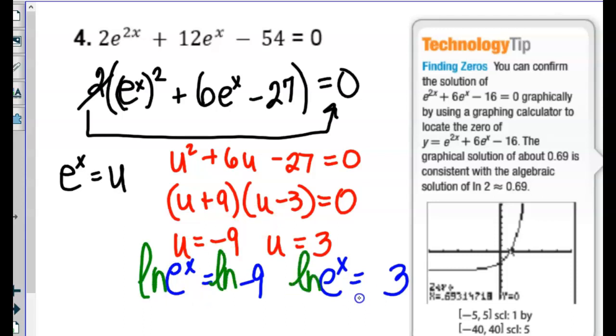Anybody seeing a problem? Yeah. This is just going to move out front, and we're going to have x times ln of e, which is 1. Can we take the natural log of -9? No, this one is just going to be not possible. Ooh. That's not nice, clear notes. Let me try that again.